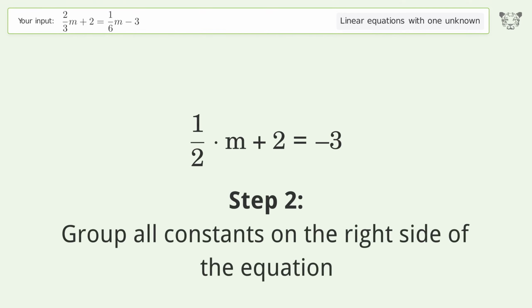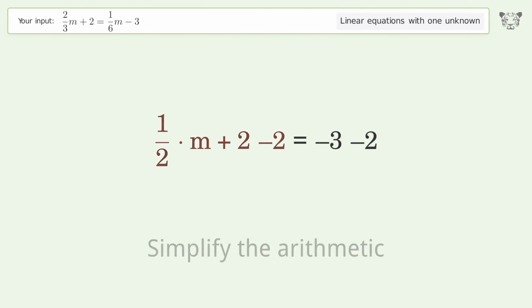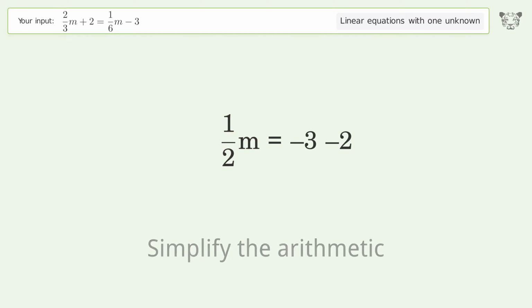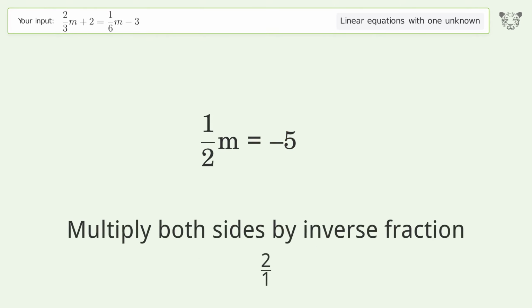Group all constants on the right side of the equation. Subtract 2 from both sides. Simplify the arithmetic. Isolate the m. Multiply both sides by inverse fraction 2 over 1.